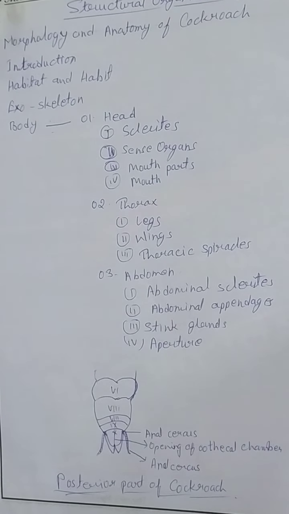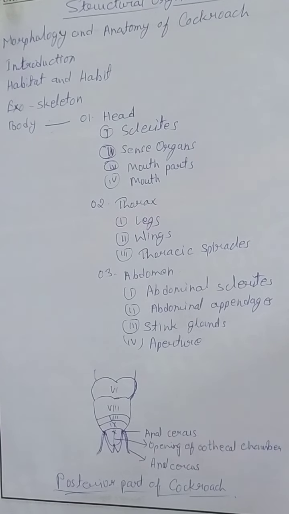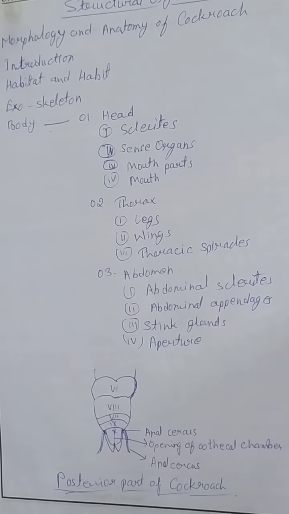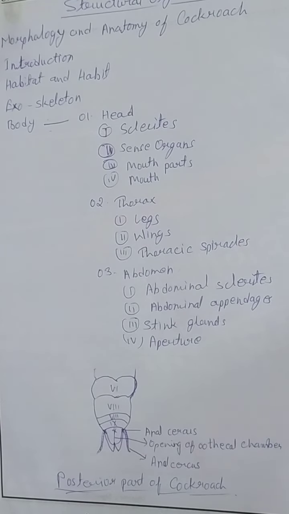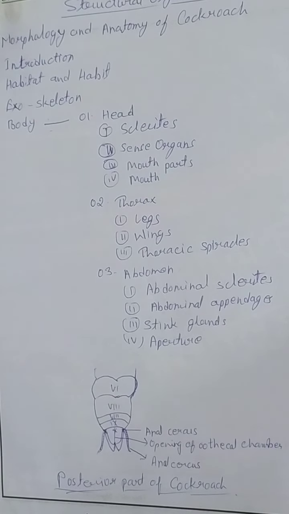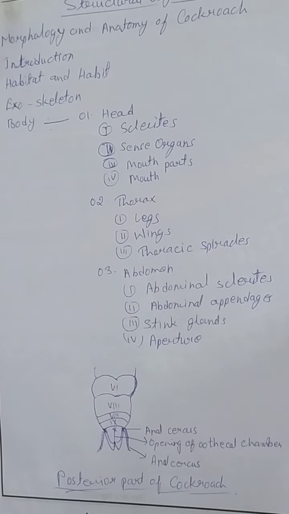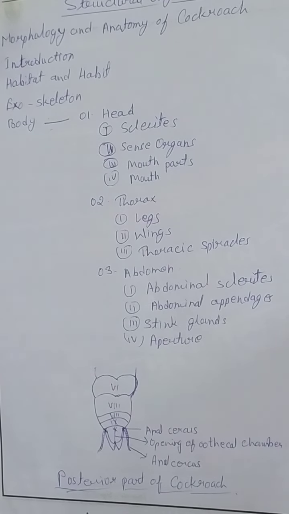Good morning, students. We will talk about structural organization of animals in morphology and anatomy of cockroach. And today we will talk about the abdomen of cockroach. So, the abdomen is the largest and broadest part of the body behind the thorax in cockroach. It is relatively more flattened and softened, and it consists of 10 segments in both male and female.